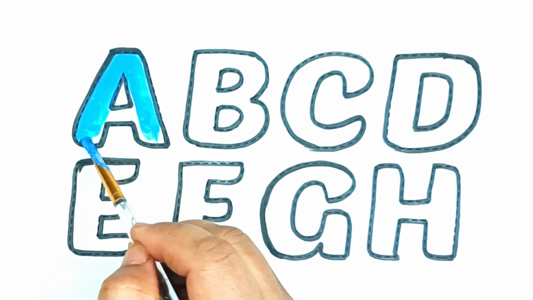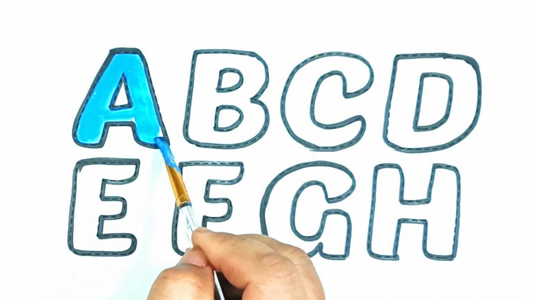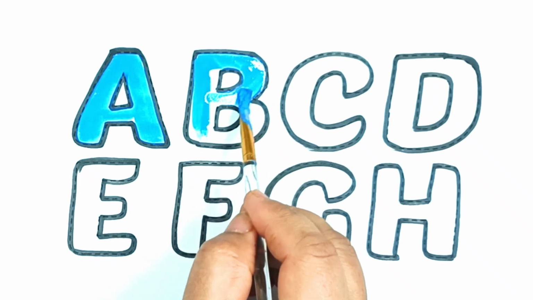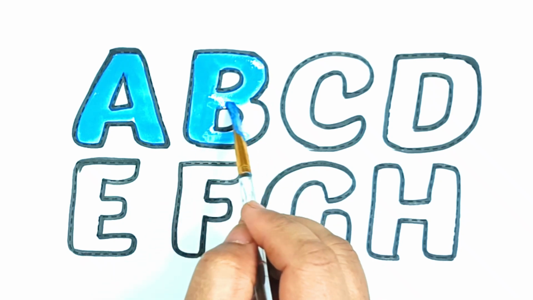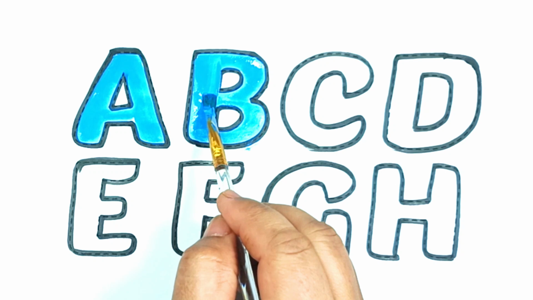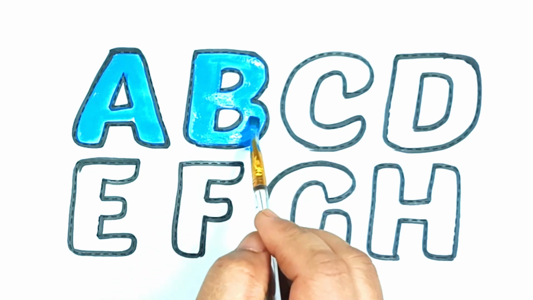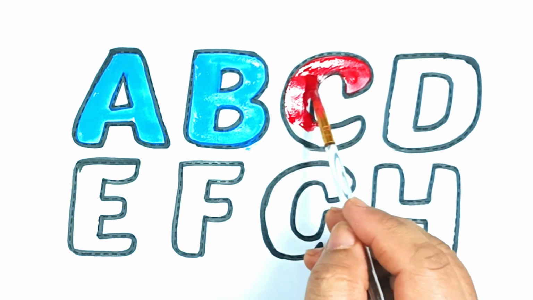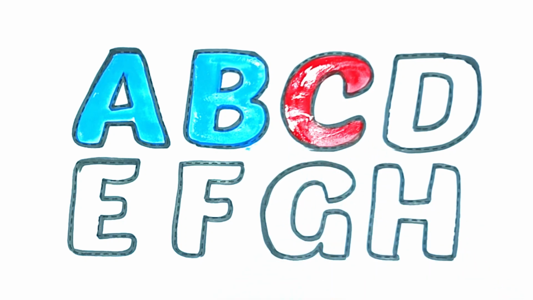A is for ant. A is for antlers on top of a deer. B is for ball. B is for bat. B is for banjo, it's loud and it's clear. C is for carrot. C is for car. C is for candle, with its flickering light.